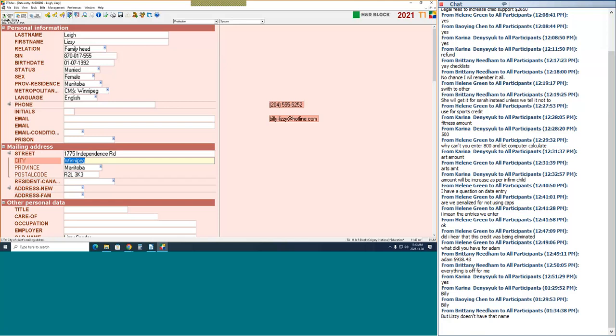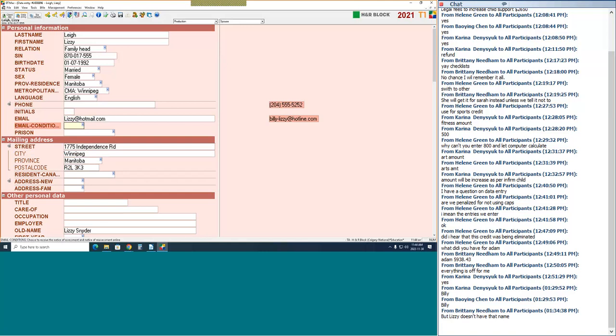Okay. See if I can get some more data here for what is changing. Okay, if she still lives at the same address, she has changed her email to something else. Where is it? Oh, yes, she has changed her email now to Lizzie@hotmail.com. So we're going to update her email.